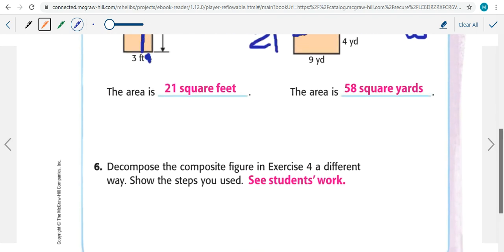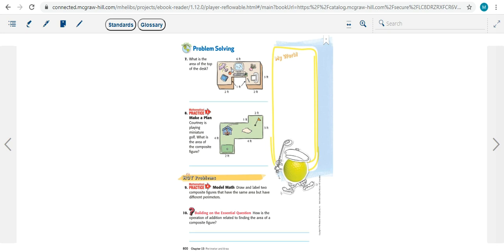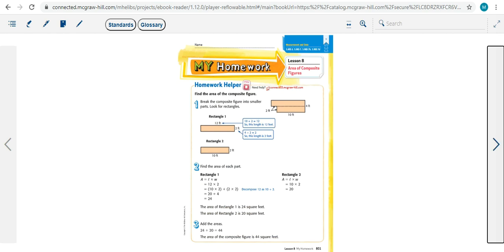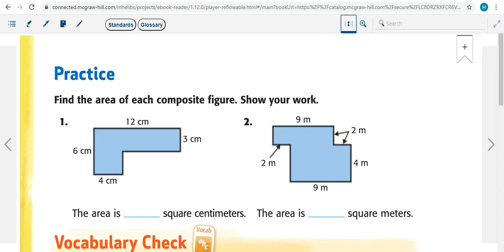Okay, number 6, we do not do it, so turn your page. Okay, so problem solving, we are not going to do it. So let's start with my homework. My homework, the first page is already done. Remember, the area is length times width. Next page. Now, find the area of each composite figure. Show your work.